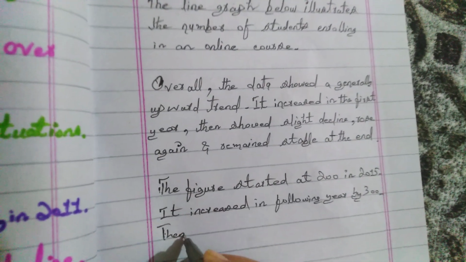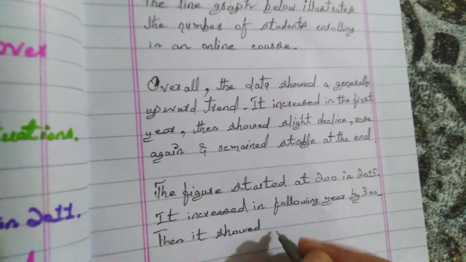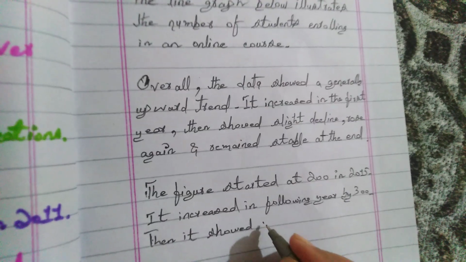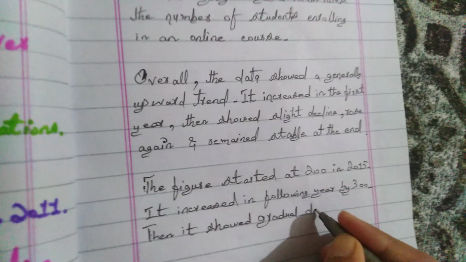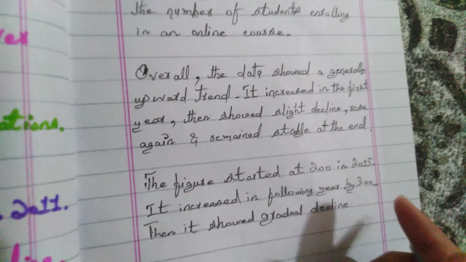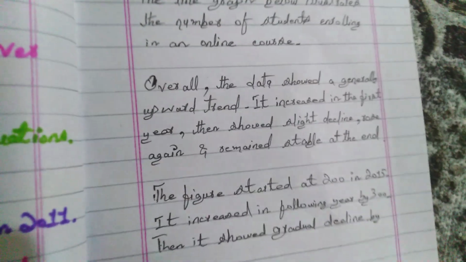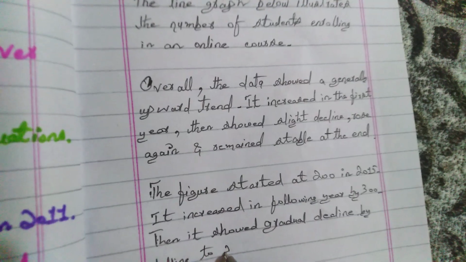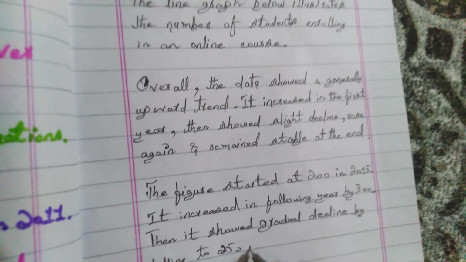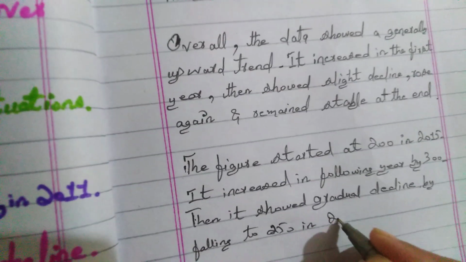Then it showed a gradual decline, because it was a slow decline. So we will say gradual decline. That it showed a gradual decline by falling to 250 in 2017.